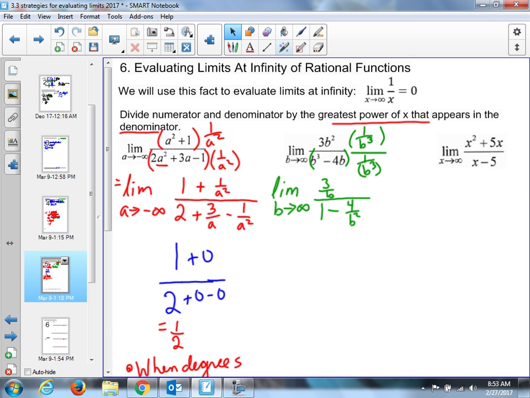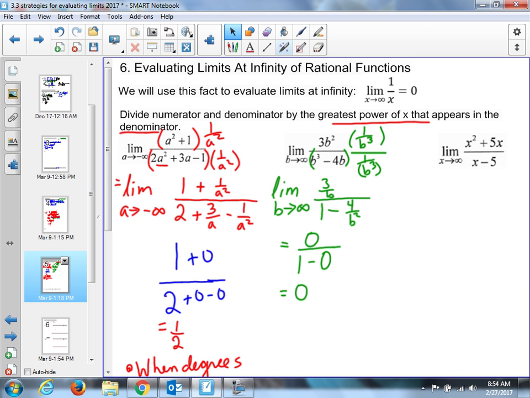Hey, I could evaluate this. No more manipulation. What does the top turn into? 3 over b. It's 3 over a really large number. That would be, Mac? 0-ish, good. So we drop the limit notation. I'm evaluating, and I do not put the infinity sign anywhere in this. 1 minus, again, 4 over something squared, very large, 0. 0 over 1 is 0. Good enough. So we're good on this?